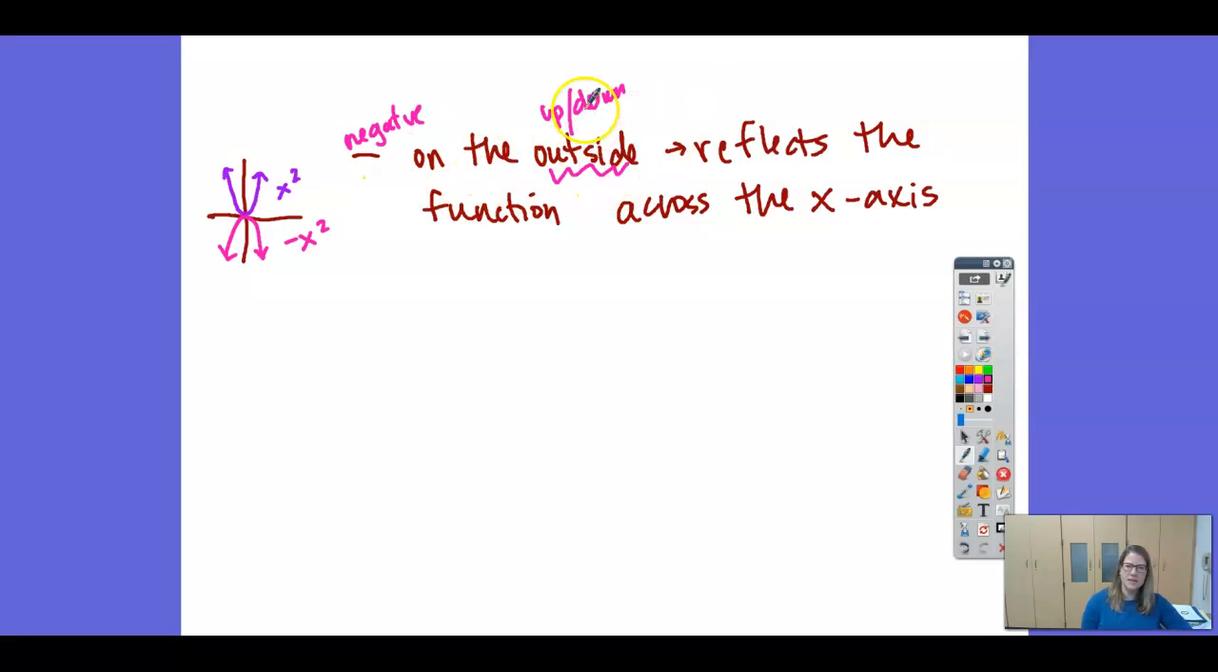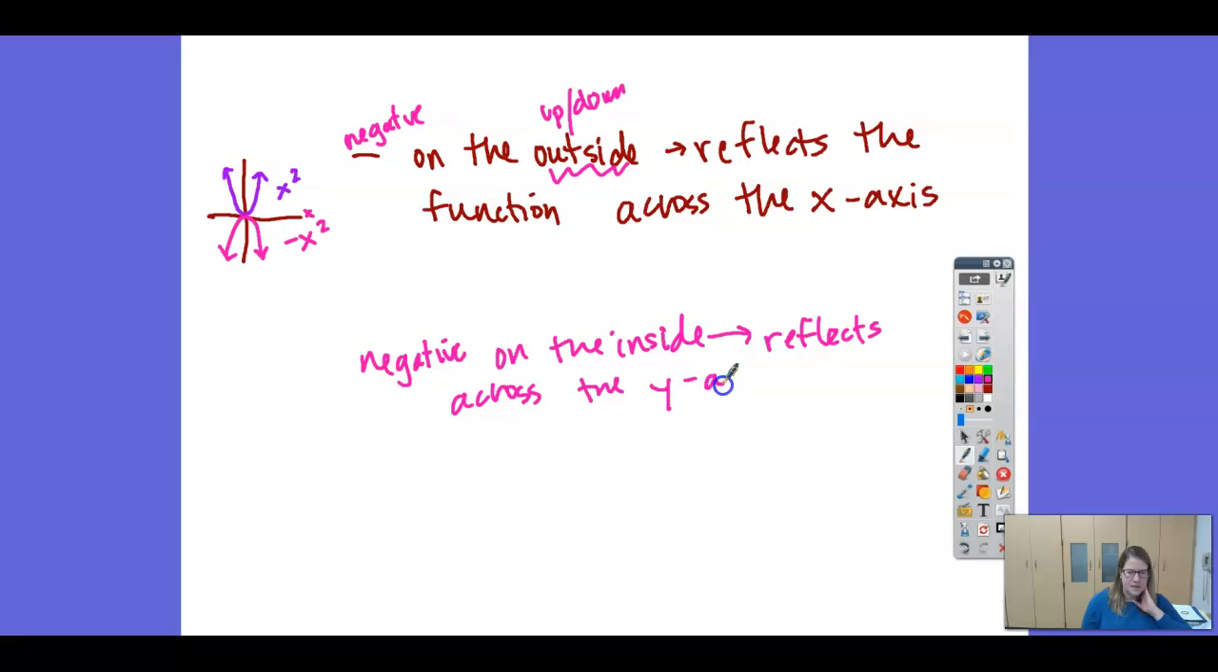So a negative on the outside changes things up and down. It reflects across the x-axis, right? Here's our x-axis, so it's going to reflect across that axis. If the negative is on the inside, it reflects across the y-axis. So that's going to be a side-to-side change, right? All the things on the inside are side-to-side changes, okay? So if I draw my graph here, here's the parent function of square root of x. And if I put a negative inside with x, it's going to reflect it to the side.